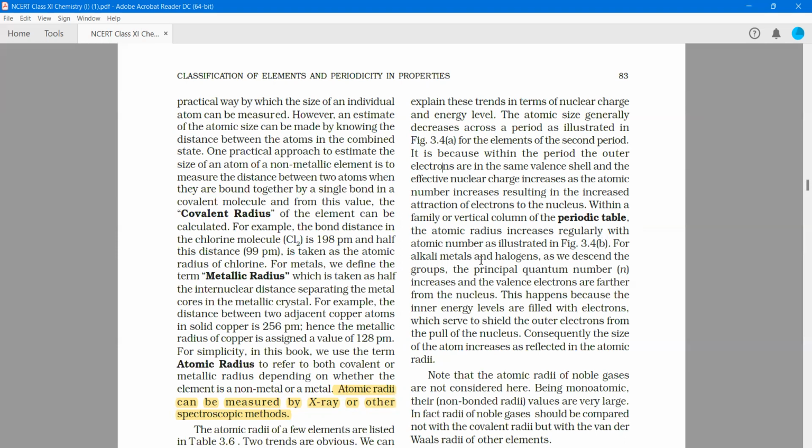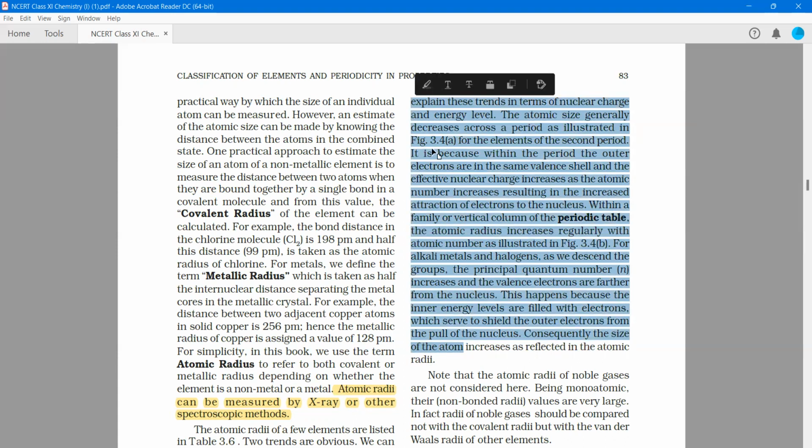Regularly with the atomic number, as illustrated in figure 3.4b, for alkali metals and halogens, as we descend the group, the principal quantum number increases and the valence electrons are further from the nucleus. This happens because the inner energy levels are filled with electrons, which serve to shield the outer electrons from the pull of the nucleus. Consequently, the size of the atoms increases as well. As I told you, that is the same explanation.